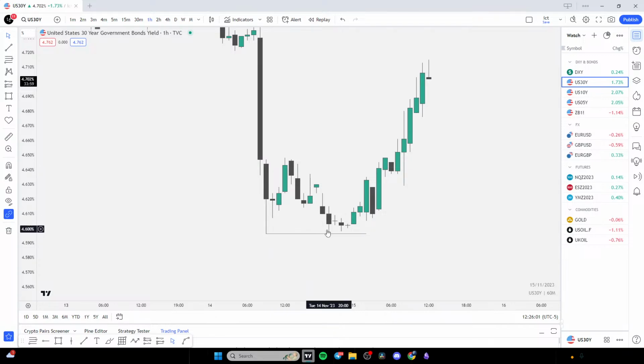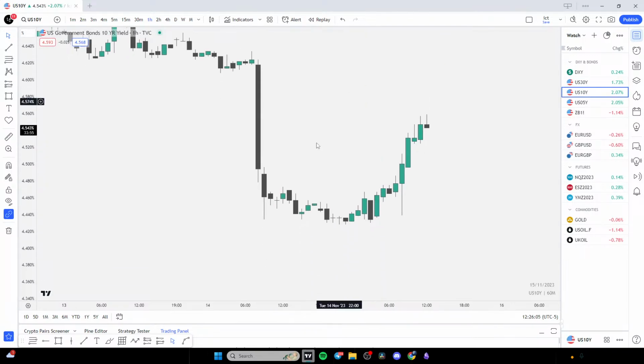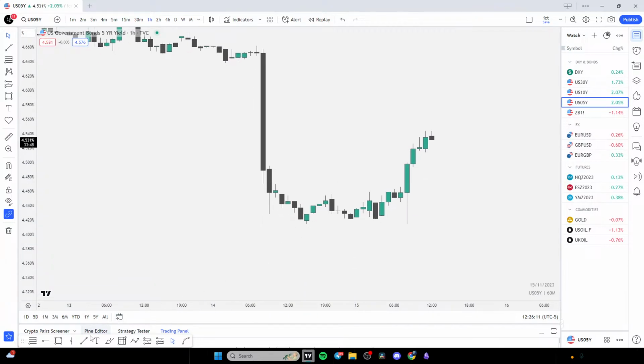So we didn't take that low. We came up above it and then ran. On the 10-year, if we look, the 14th low did get ran. And then on the 5-year, if we look at the low, it got ran again.